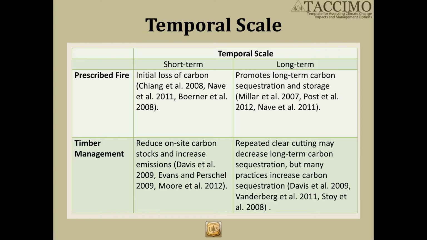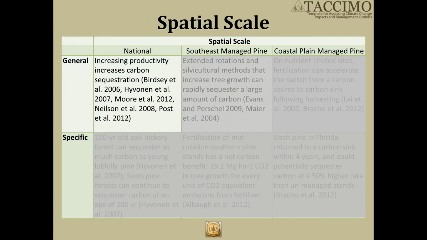Timber management is similar in that an initial harvest on a site may result in an immediate release of carbon and a dramatic reduction in on-site carbon stocks, obviously, because we've removed all the vegetation. In the long term, however, aside from repeated clear cutting, which may have a long-term detrimental effect on carbon sequestration, many of our silvicultural practices, including uneven-age management, produce long-term carbon benefits that we should promote along with other ecosystem services that the forest provides. So thinking about temporal scale is important.